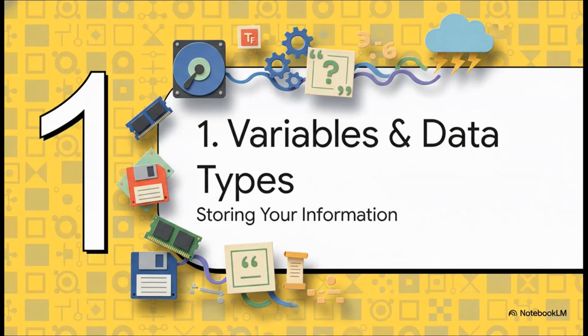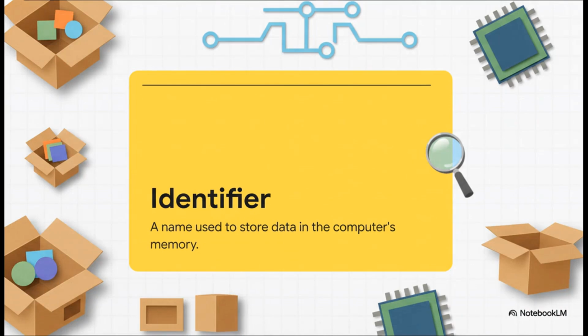First up, variables and data types. Think about it. Before a computer can calculate anything or make a decision or do anything useful at all, it needs a place to store the information it's going to work with. We call these little storage spots identifiers. As you can see here, it's really just a name for a piece of data that's stored in the computer's memory. The absolute easiest way to think about it is like a labeled box, right? You give the box a name, that's the identifier, you put your data inside, and now the computer always knows exactly where to find it.